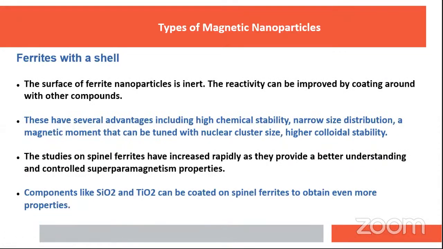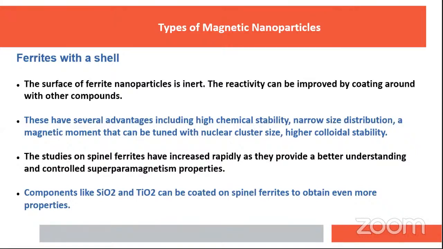The surface of ferrite nanoparticles is in general inert. So to activate its reactivity, it can be improved by coating some other compounds on it. These have several advantages, including high chemical stability, narrow size distribution, and a magnetic moment that can be tuned with nuclear cluster size.